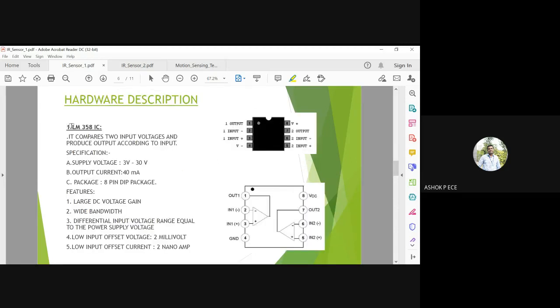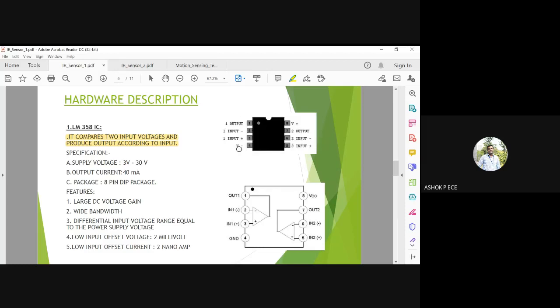Okay, so I'm going to use this IC LM358. It is going to be the IC that compares two input voltages and produces output according to the input. You see here, I'm going to have two inputs, one input plus and one input minus, two input plus and two input minus, and I have two outputs.